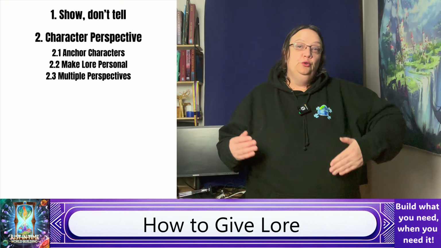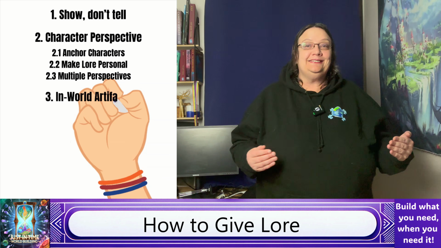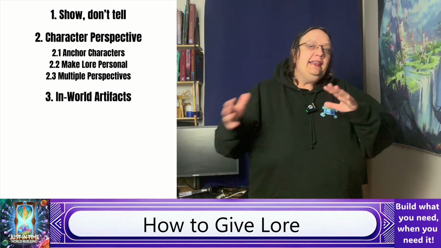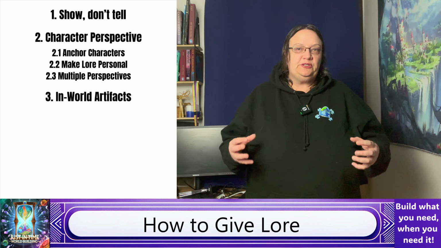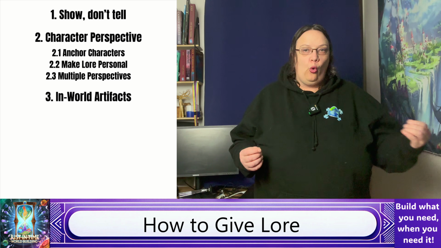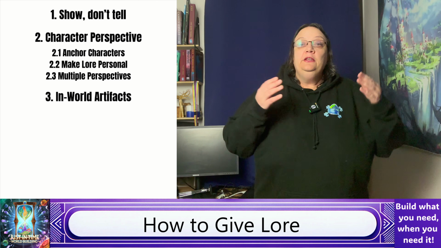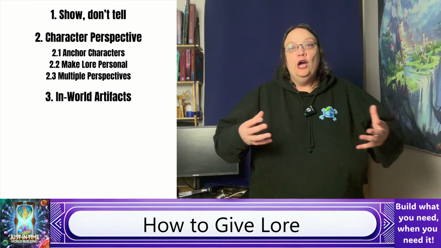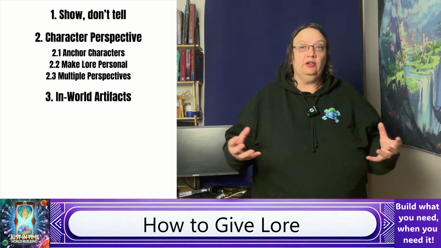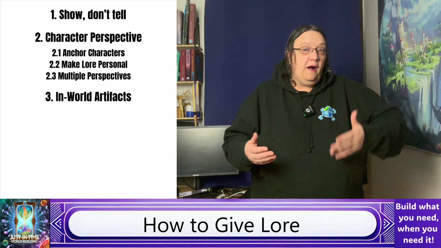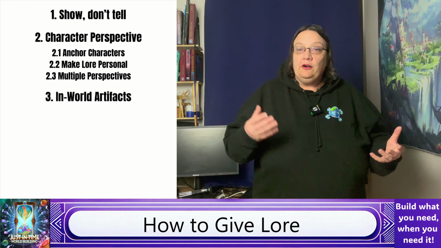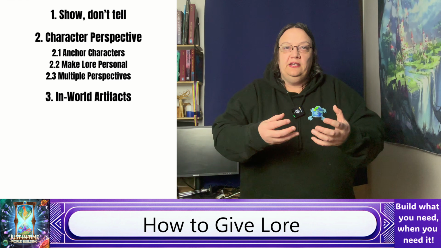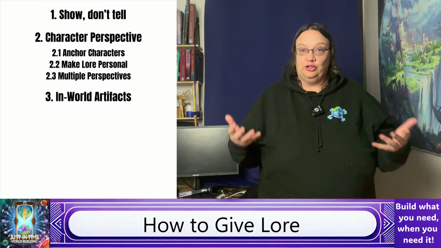But you can also use in-world artifacts, texts, mythos, and legends, and that is our third technique. And it overlaps a little bit with character perspectives, but it is worth calling out on its own. You can use letters, diaries, songs, inscriptions, or relics to share historical context. Maybe a character finds an old scroll or recites a folk song they learned as a child, thus giving the reader the information on the ancient lore.